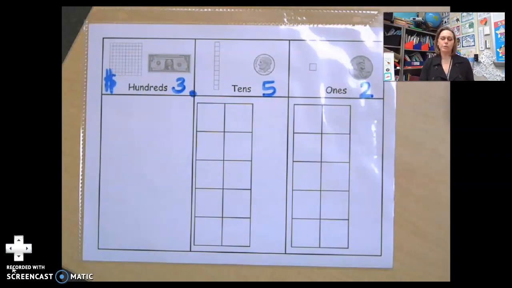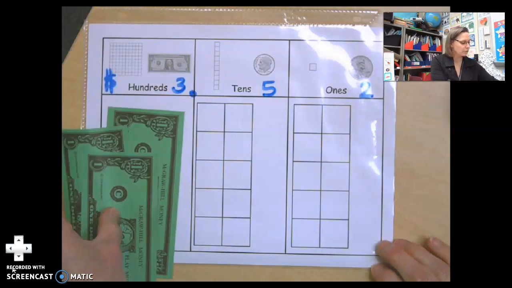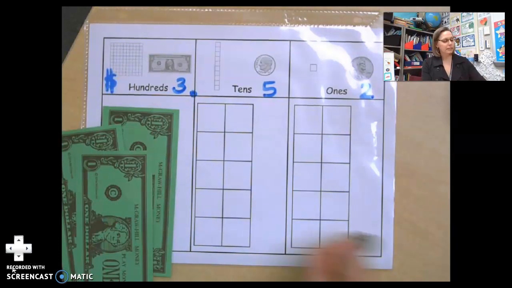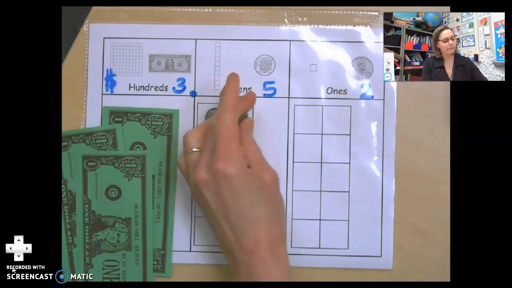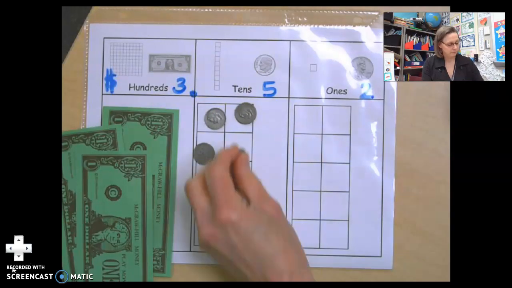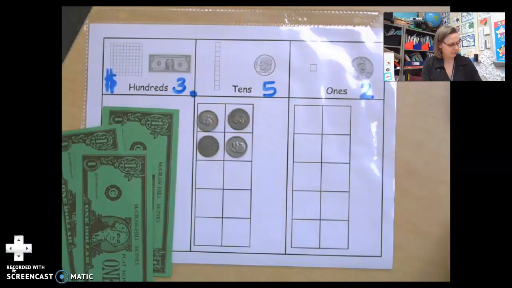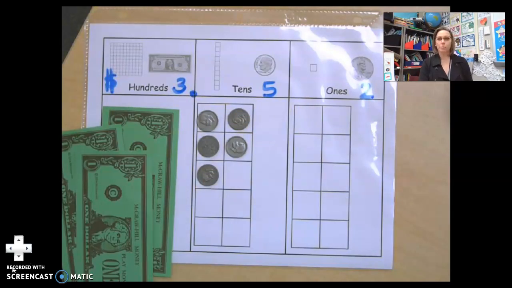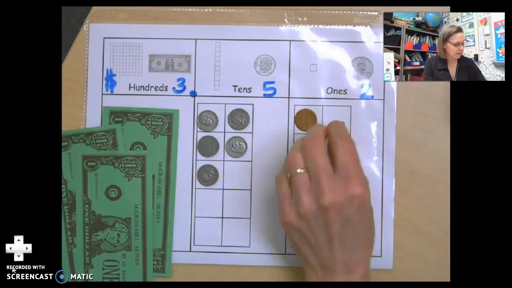So if we have $3.52, we could represent that by showing it with $3 bills. How many dimes do you think there would be? If you said 5, you were right. Pretty easy, right? You just look at the number and it tells you how many dimes. And then how many pennies would we have? 2 pennies.